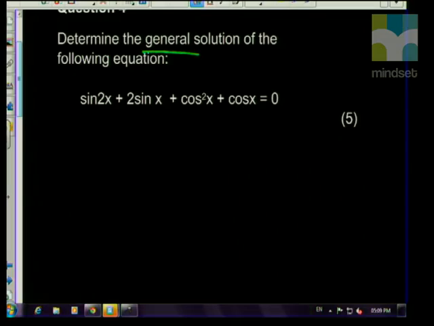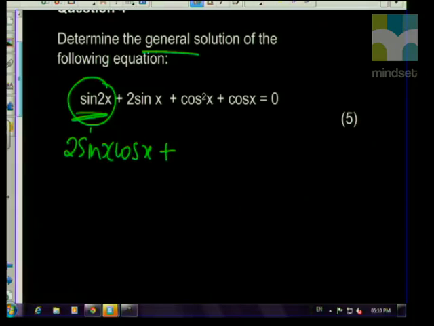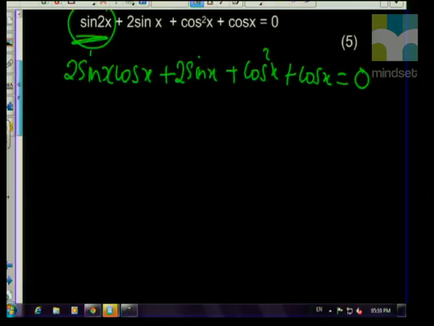Okay? It looks complicated for now, but if you apply everything that you were taught, for instance, you're given sine 2x, that's a double angle identity. All right? So that we know it is 2 sine x cos x plus the 2 sine x plus the cos squared x plus the cos x is equal to 0.